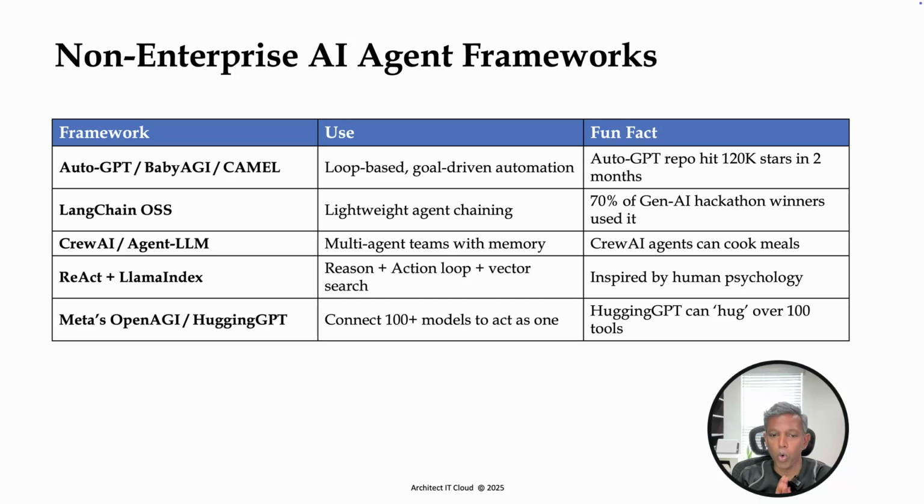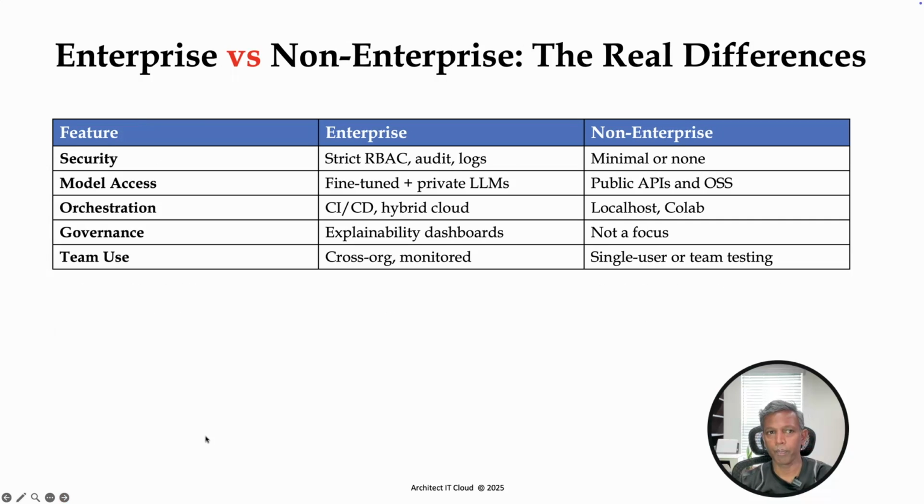And the last one is Meta's OpenAGI or HuggingGPT. It connects 100-plus models to act as one. You can assume that HuggingGPT can hug over 100 tools. When it comes to an AI agent, it must talk to the tools to get the actions or tasks completed, right? So this particular non-enterprise AI agent framework will help you connect with 100-plus tools to build a particular AI agent for your organization.